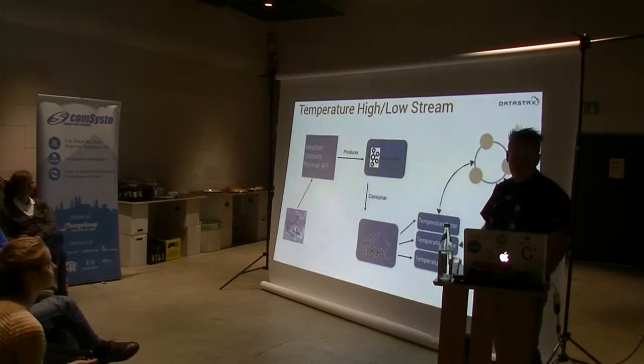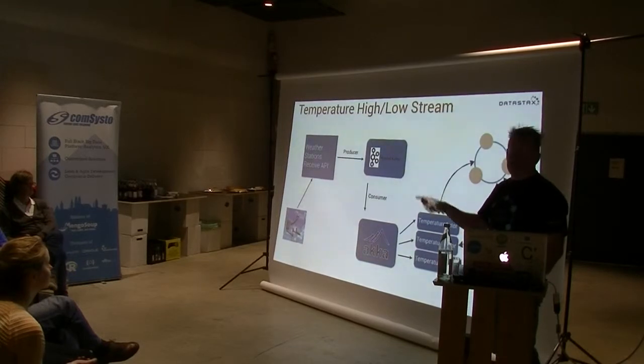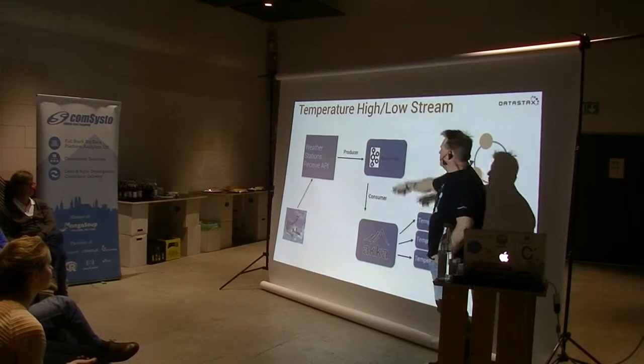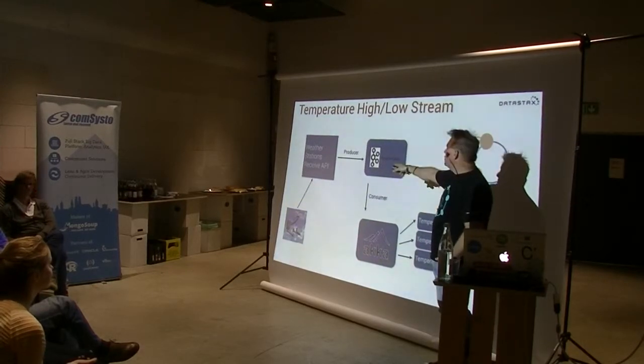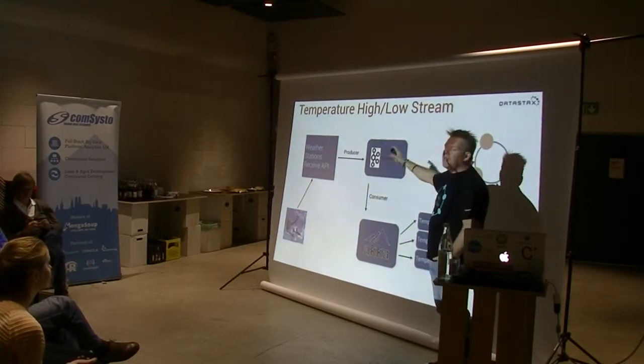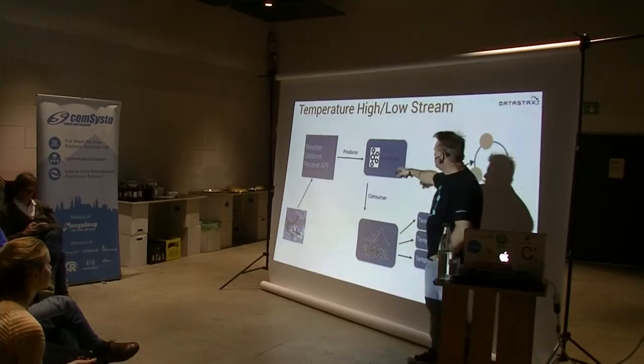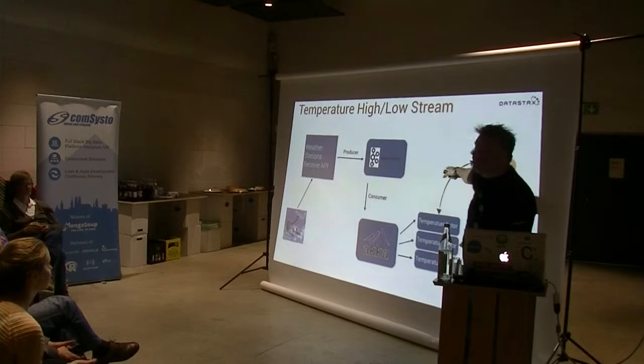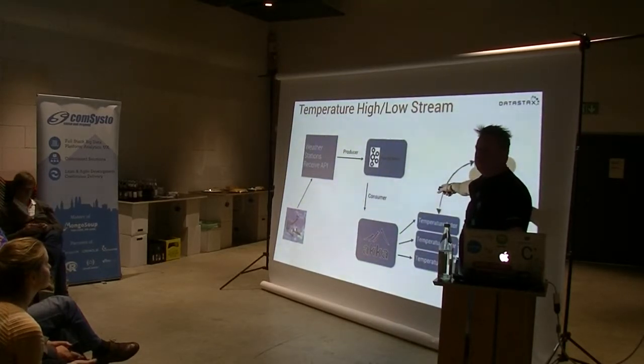So I'm going to finish up with my example for how we would do a temperature high-low in a stream. My weather station is collecting data, and it's going into an API receiver. That API receiver will now be a producer into my Kafka queue. This actually exists, and it's online, and you can download it. I will give you the link in a minute.